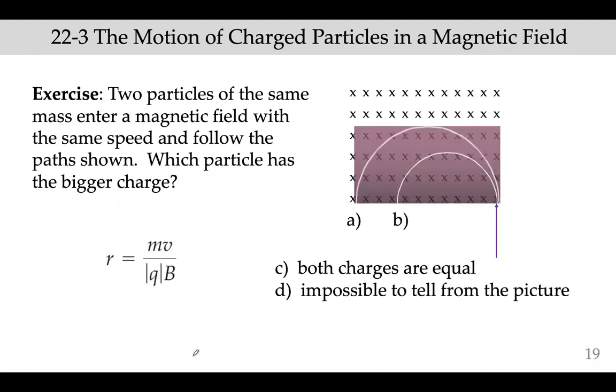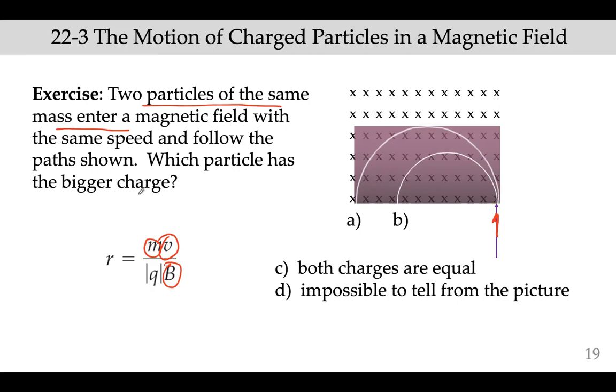Okay, here again a relevant exercise. Two particles of the same mass enter a magnetic field, the background magnetic field is the same, with the same speed, and follow the paths shown. So two particles, they go in from here, they follow different paths.